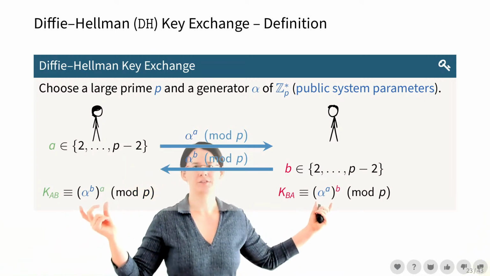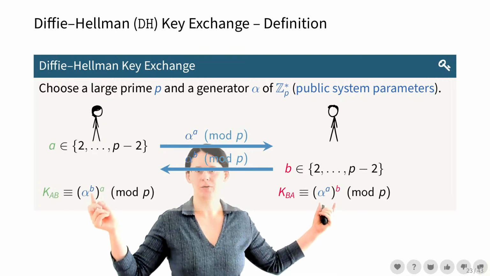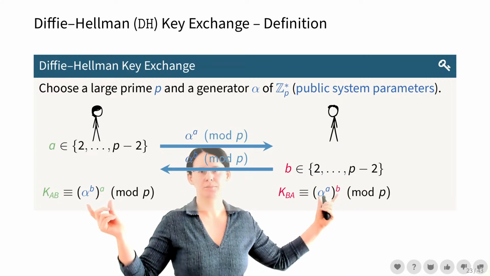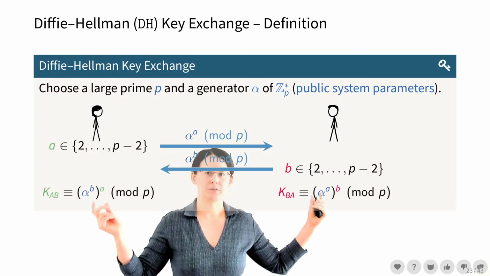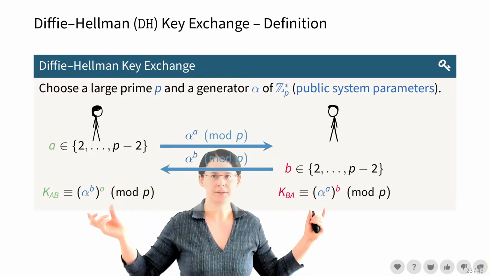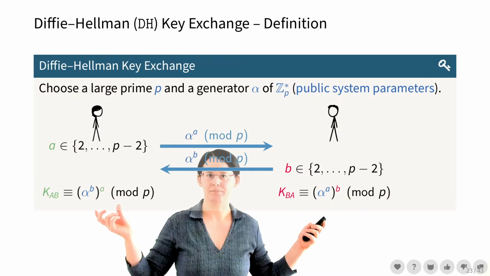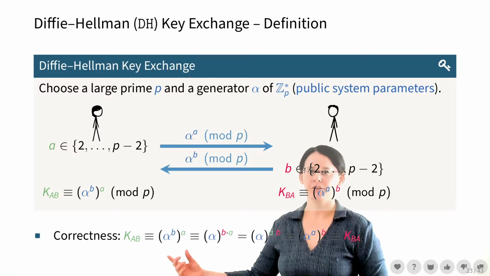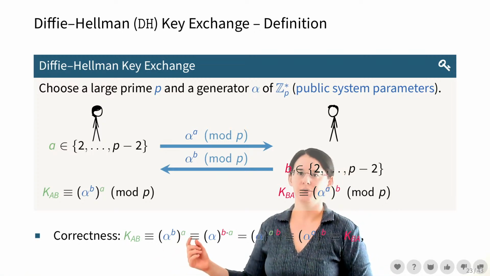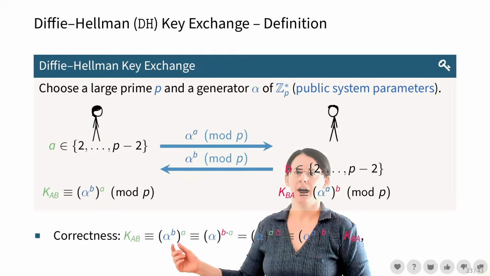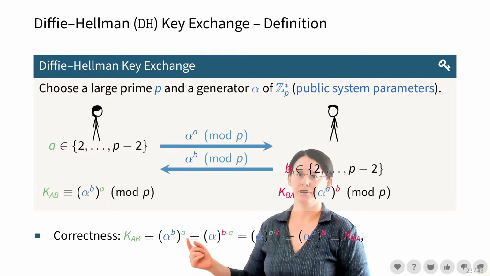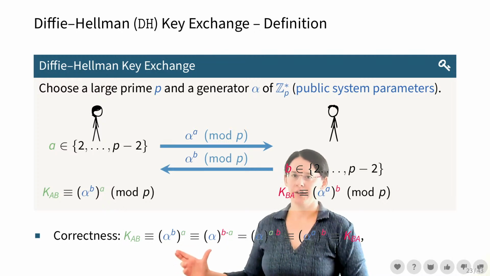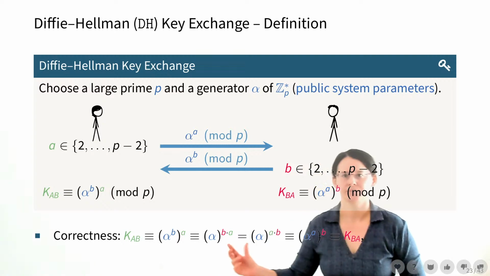So you see the computations look slightly different. The one is alpha to the power of b to the power of a, and the other one is alpha to the power of a, and then to the power of b, because it's based on what they got from the other person and their own secret. But the result of the two is the same. Why is that? Well, let's have a look at it. If we know the computation rules, then alpha to the b to the a is the same as alpha to the b times a. So in braces, that's what's written here. So these two are equivalent according to the normal exponentiation rules.